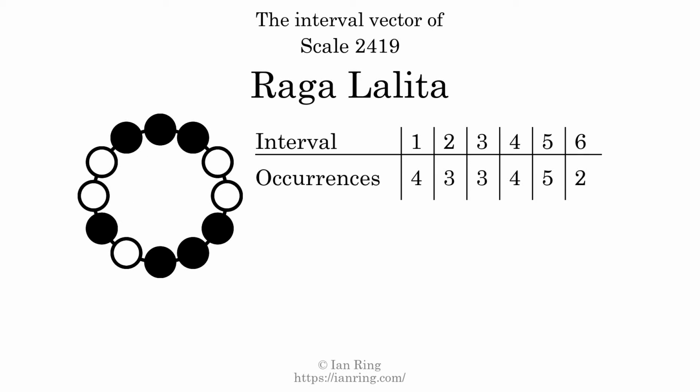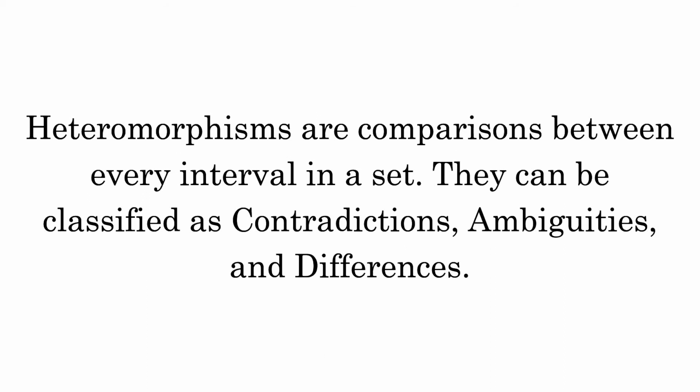There are 2 intervals with a size of 6 semitones. They are here, and here. Each interval does not appear in this scale a unique number of times, so this is not a deep scale. Heteromorphisms are comparisons between every interval in a set. They can be classified as contradictions, ambiguities, and differences.